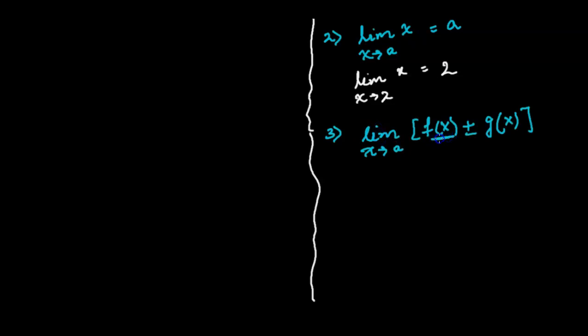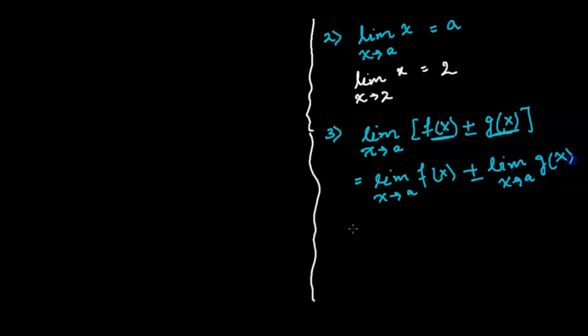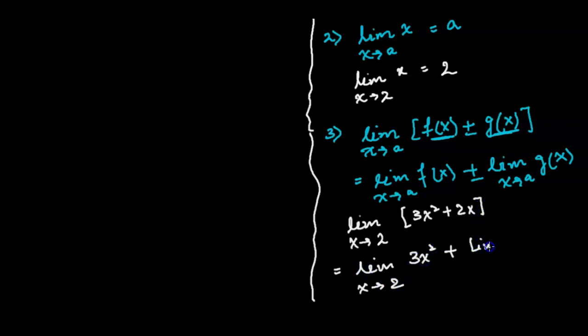The third property of limits says, when we are supposed to find the limit as x approaches a for a function that is added to or subtracted from another function, then the limit can be found as the limit as x approaches a for the first function plus or minus the limit as x approaches a for the second function. An example is the limit as x approaches 2 for 3x squared plus 2x, which can be written as the limit as x approaches 2 for 3x squared plus the limit as x approaches 2 for 2x.